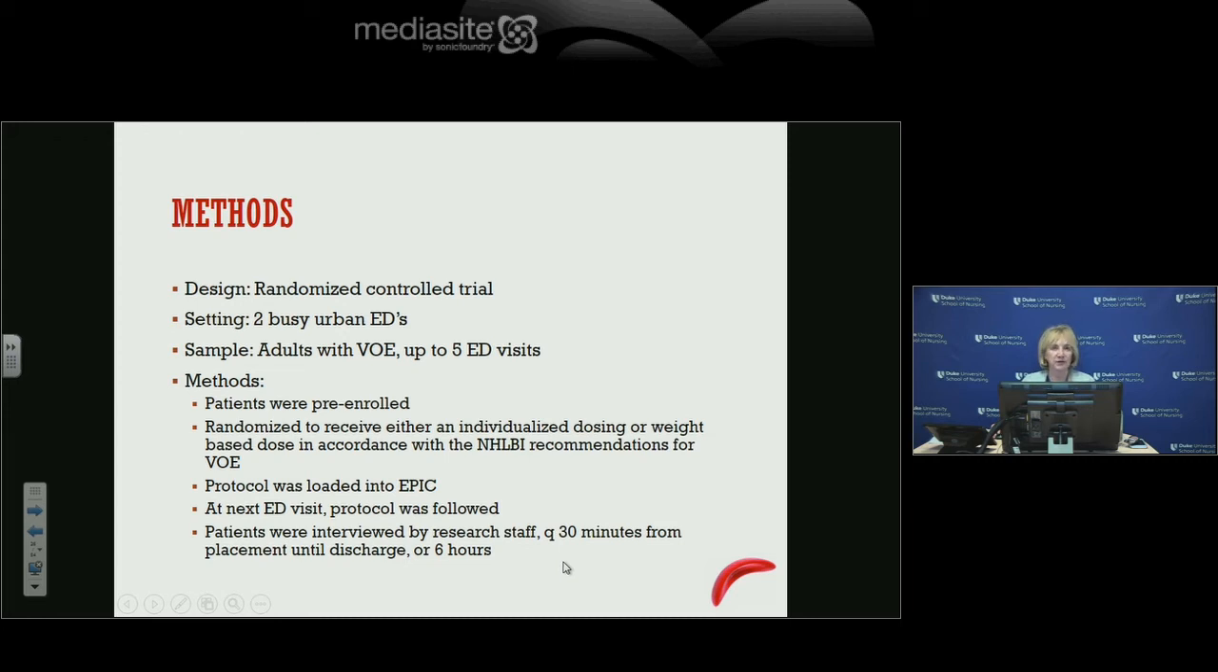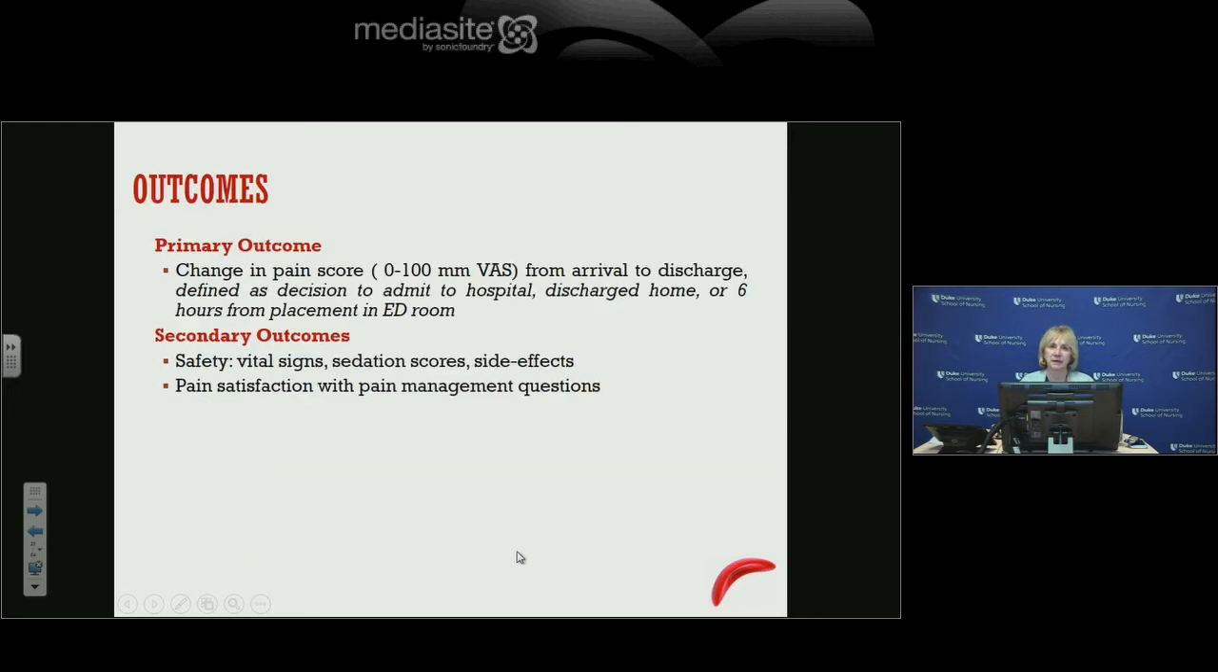We pre-enrolled patients in the clinic setting for possible future visits in the emergency department, and they were randomized after they were consented to get either an individualized or a weight-based dose, but all in adherence to the guidelines. Then the protocol was uploaded into the electronic medical record, and at the next ED visit, if they had one, that protocol was followed. Patients were then interviewed every 30 minutes by research staff prospectively, and pain scores were obtained as well as other side effect and safety data.